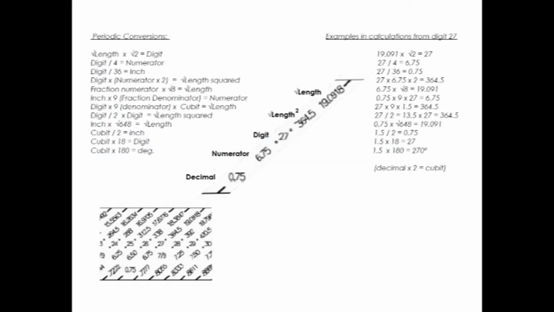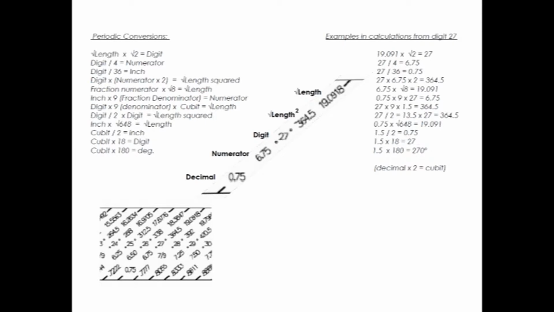In a further view of the Babylonian rod and how its tiers are rationalized, and to access arithmetic value, we will separately apply these equations to picture 6, the last rod depicted. This is how you gauge the merit of the rod and its numeric woven abilities. Periodic conversions, examples and calculations from digit 27. Root length times root 2 equals digit. That is, 19.091 times root 2 equals 27.